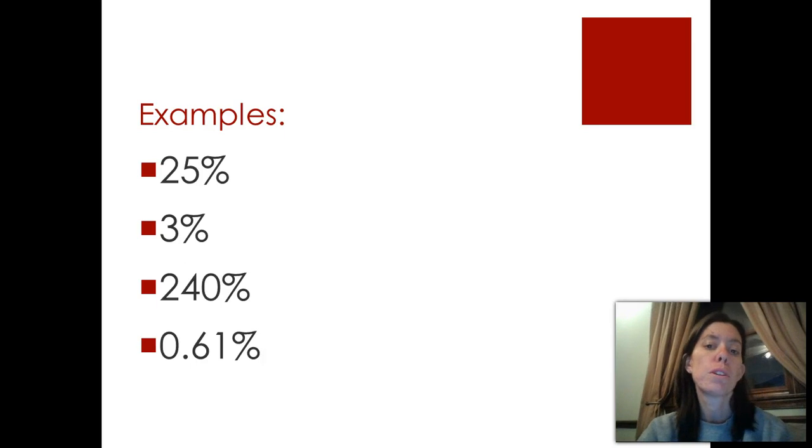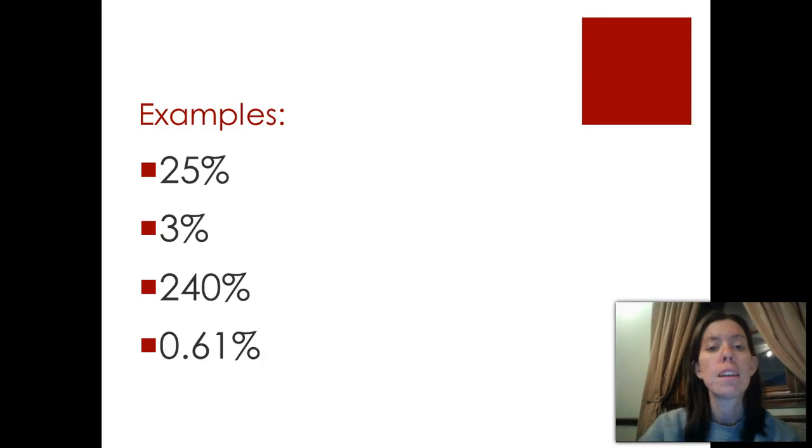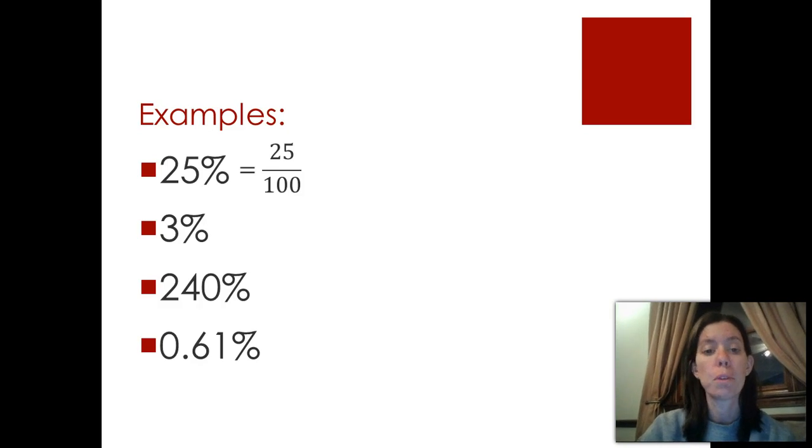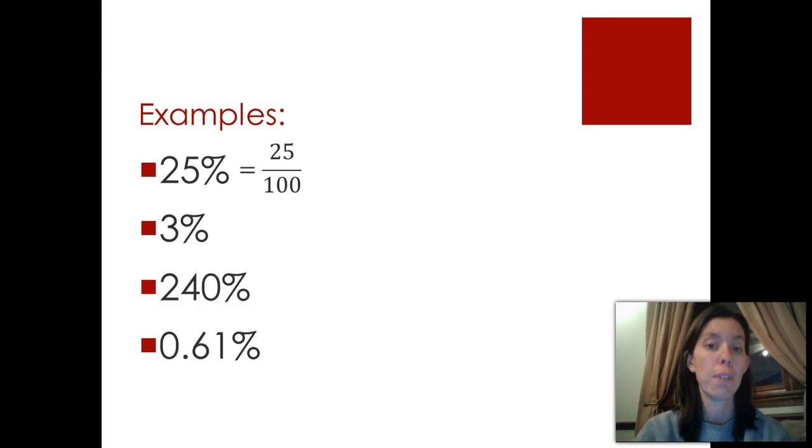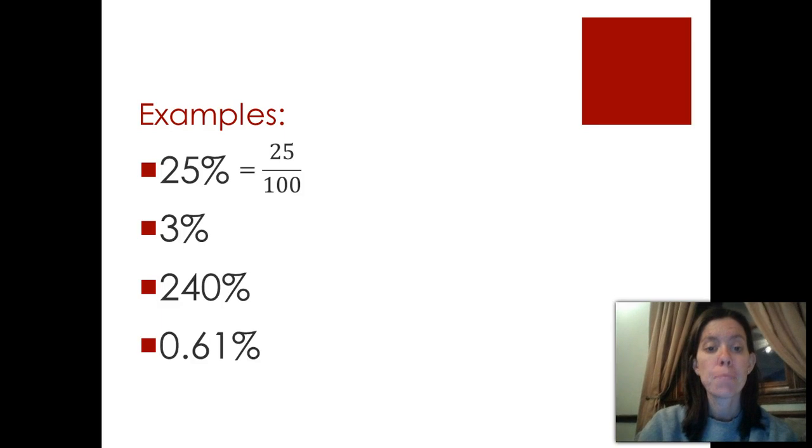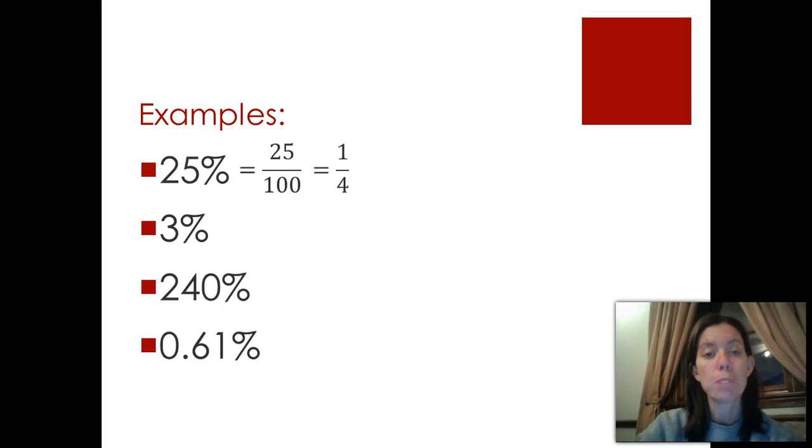So if we were going to convert these percents into fractions, we just write each one over 100. So 25%, that's the same as 25 over 100. And then you reduce that to lowest terms. So reducing to lowest terms, a quick review, you're dividing by the biggest thing that goes into the numerator and the denominator. So in this case, you're dividing by 25. So you divide the numerator and denominator by 25, you get 1/4, and that would be the fraction form of 25%.